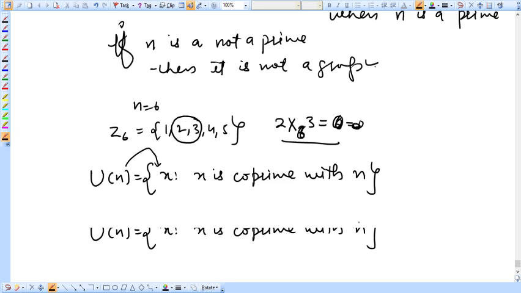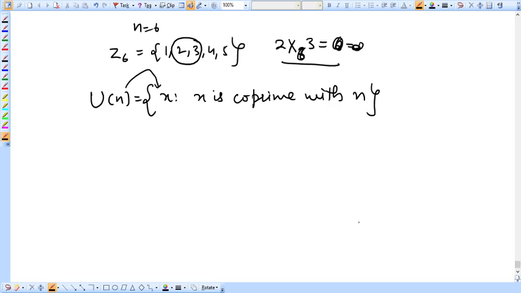So now I'll tell you what is co-prime. What are co-prime numbers? We call two numbers co-prime if GCD of x and n is equal to 1. If GCD of two numbers is 1, then we call those two numbers co-prime.